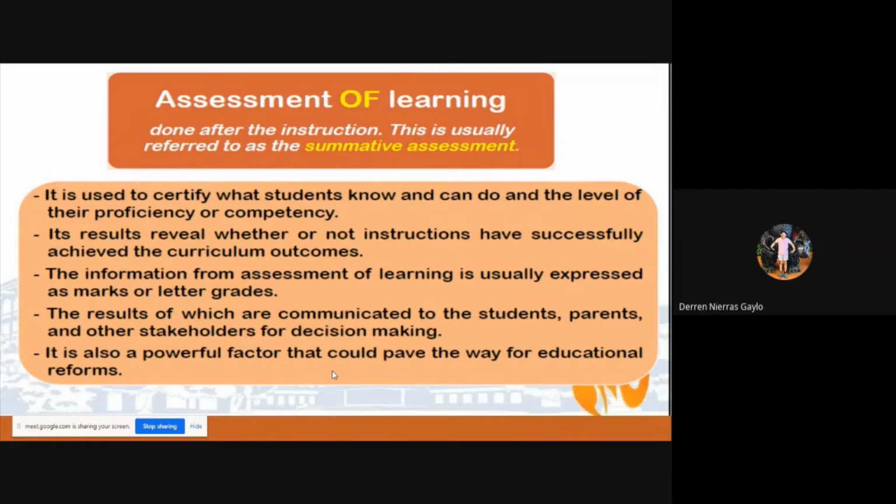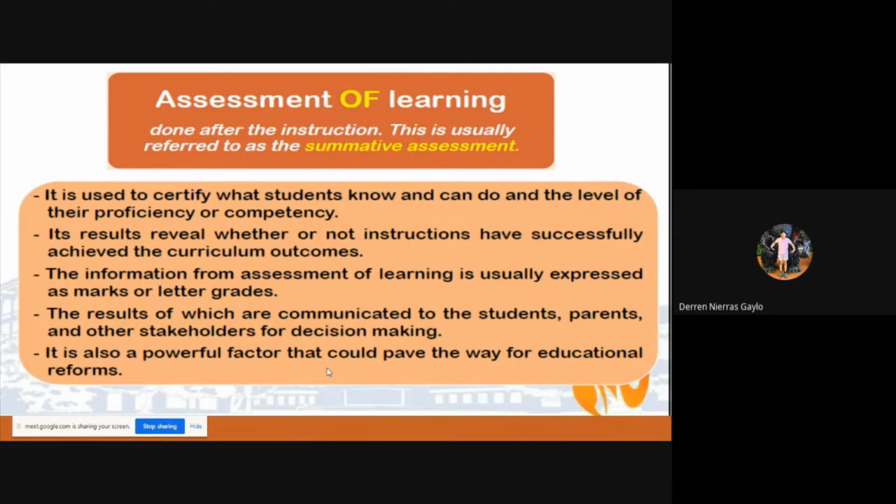If we will differentiate assessment for learning and assessment of learning, assessment for learning is more on making the students learn. So the purpose of doing that assessment is to look into the learner's progress and let them learn. For assessment of learning, this is more on giving a grade. So it's just measuring what the students know.